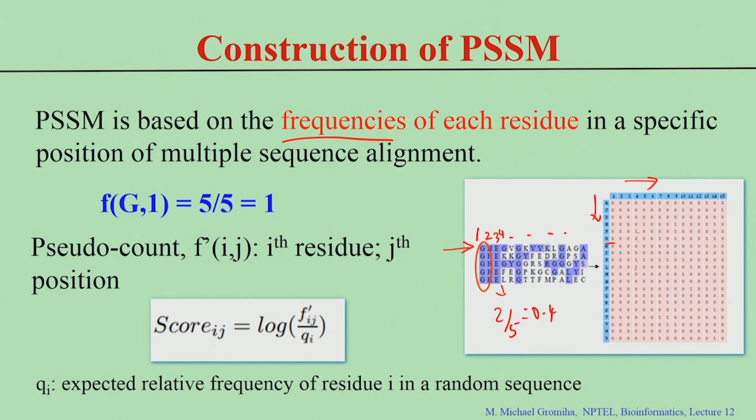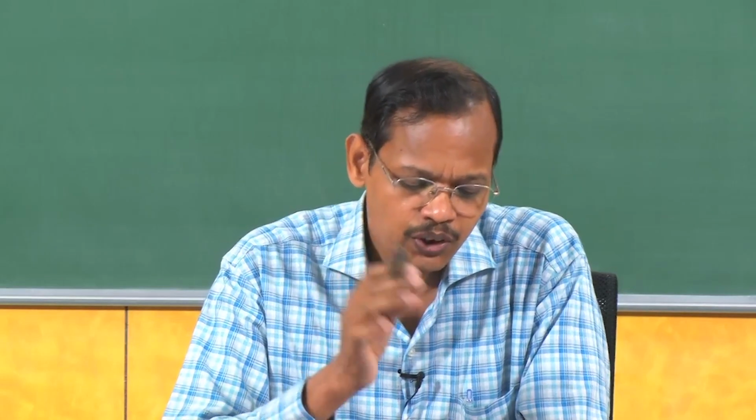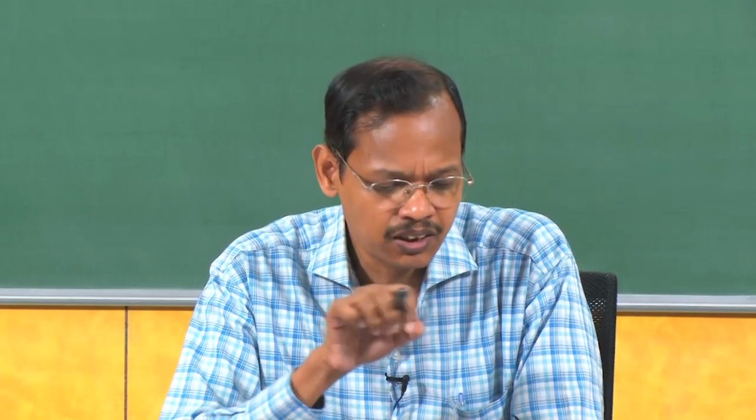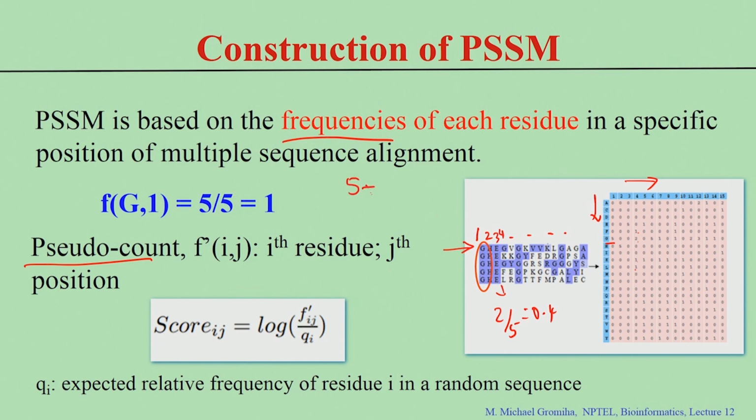In the case of zeros, they add a few numbers, called a pseudo count, to avoid these zeros, because when you take the logarithm, it is a problem. For example, if you take the amino acid sequence, what is the probability of each residue to be in a particular position? It is 0.05, 1 by 20. So they add 1 at the top and 20 at the bottom to find the pseudo count. In this case they put 5 plus 1 divided by 5 plus 20, which is 6 by 25. So we get the number 0.24, and this is f dash ij.